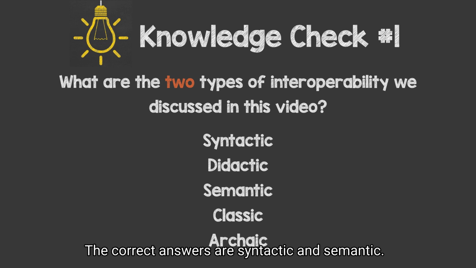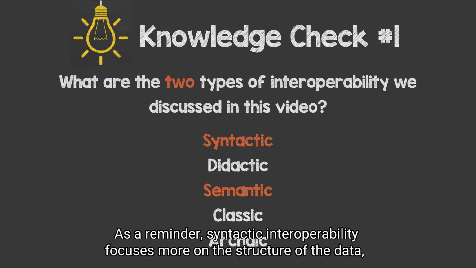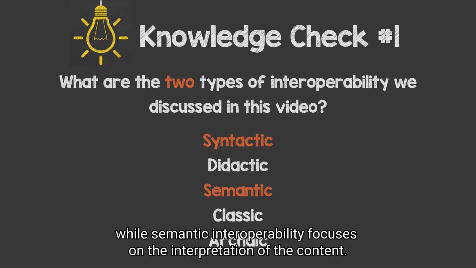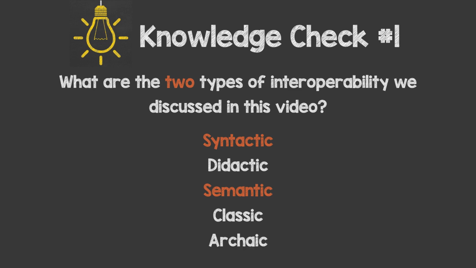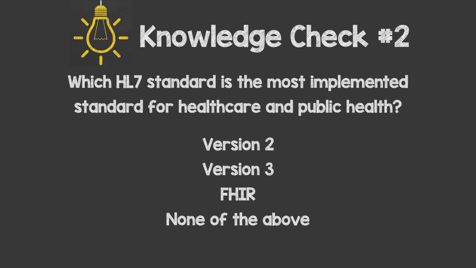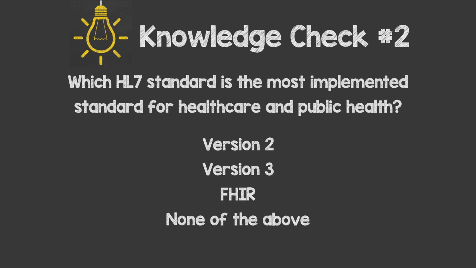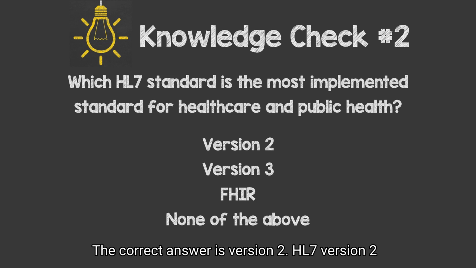The correct answers are syntactic and semantic. As a reminder, syntactic interoperability focuses more on the structure of the data, while semantic interoperability focuses on the interpretation of the content. Which HL7 standard is the most implemented standard for healthcare and public health? Version 2, Version 3, FHIR, or none of the above? The correct answer is version 2.